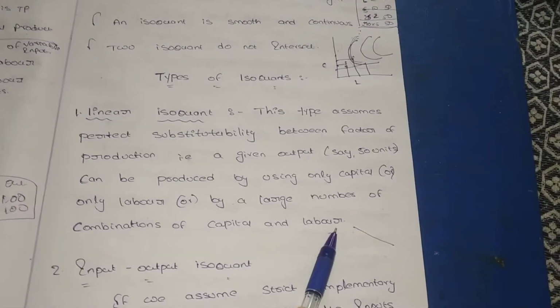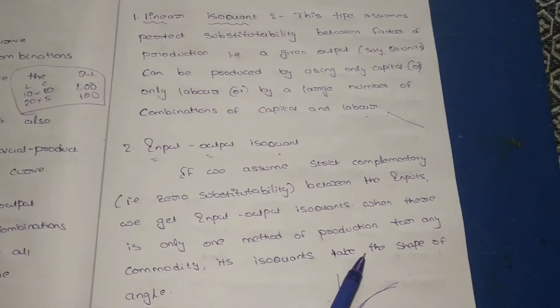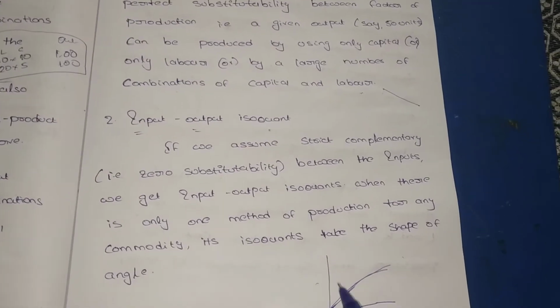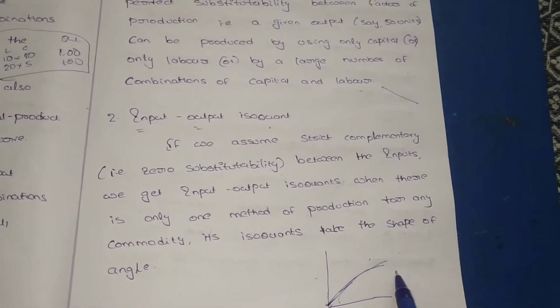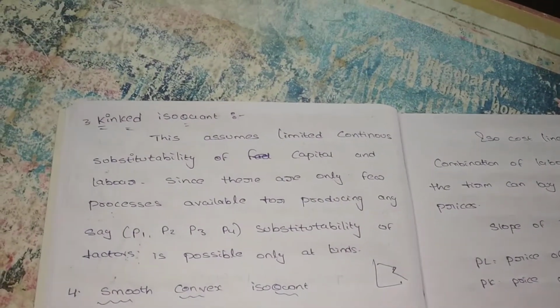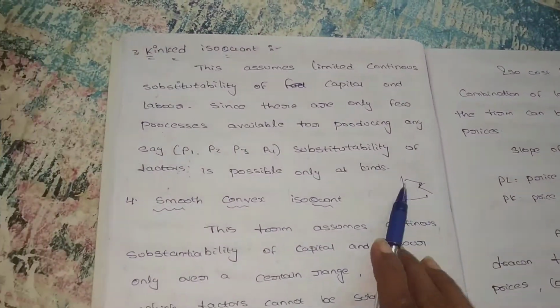Linear isoquant occurs when there is a perfect substitute. It occurs like this, linear. And input-output combination occurs when the goods are complementary. Then the curve will be like an angle, 140 degrees or 180 degrees. And next, kinked isoquant. Kinked isoquant means when there are limited substitutes, then our curve will be like this. There is a small kink, then the curve will be like this.